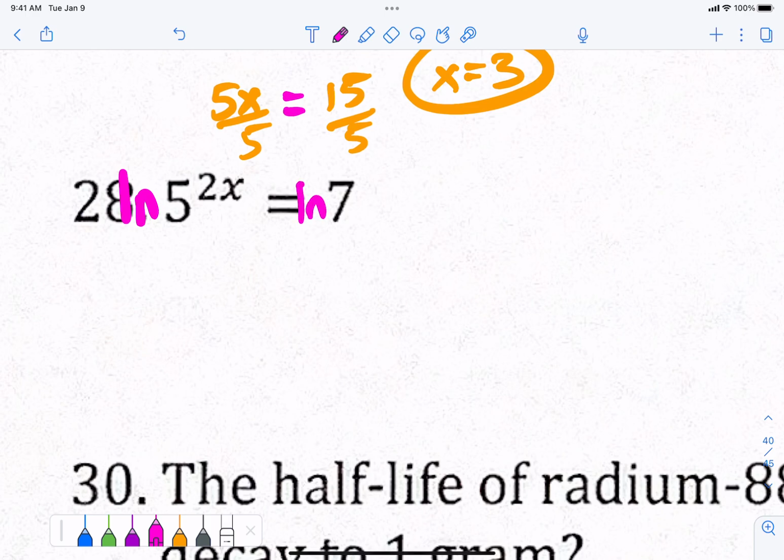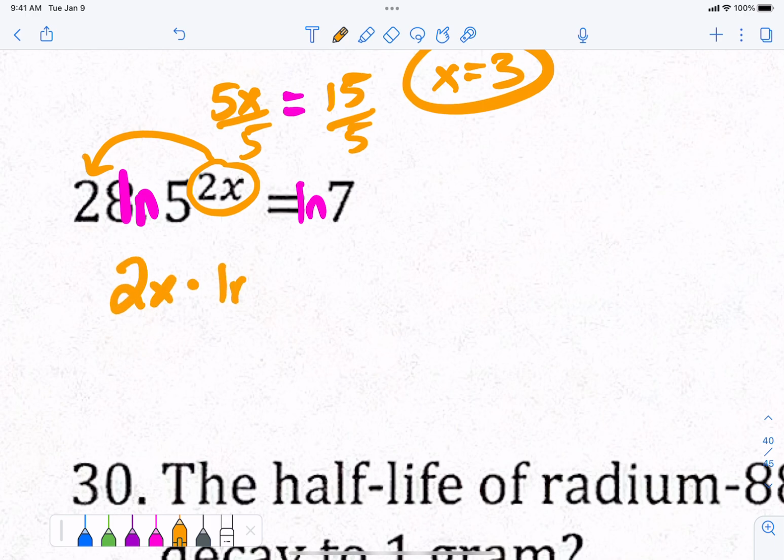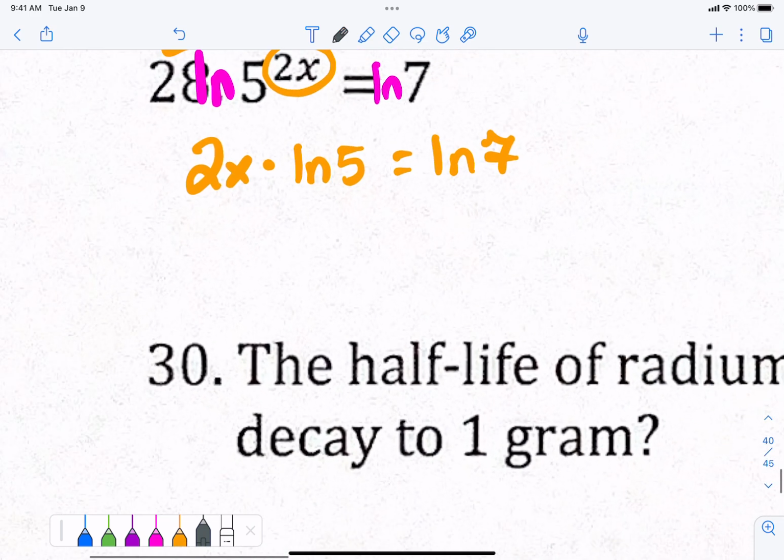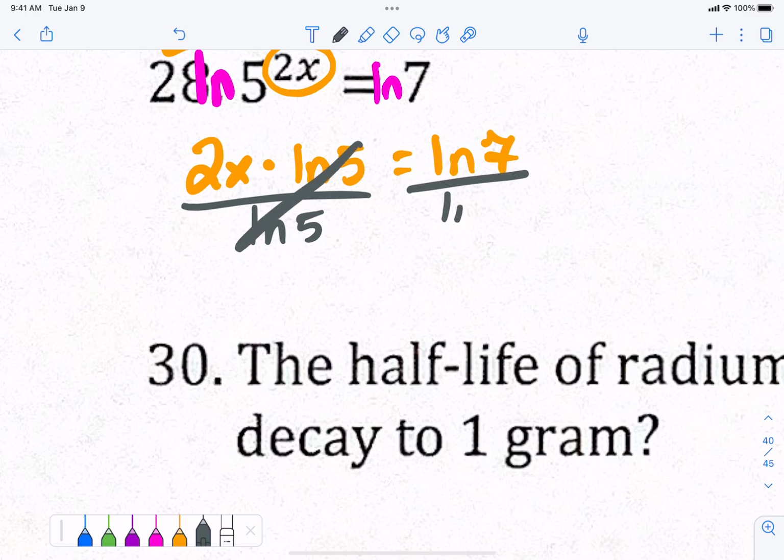So we've got ln of 5 to the 2x power. It does matter on the e, that's why I always use ln instead of log. Okay, the 2x is going to come down in front. So I've got 2x times ln 5 equals ln 7. Then what? Divide by ln of 5. Okay, so that's gone.